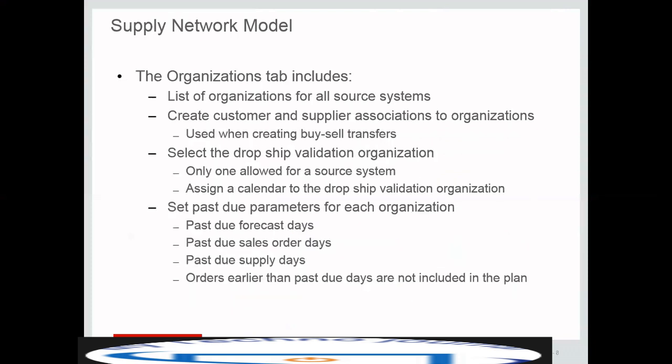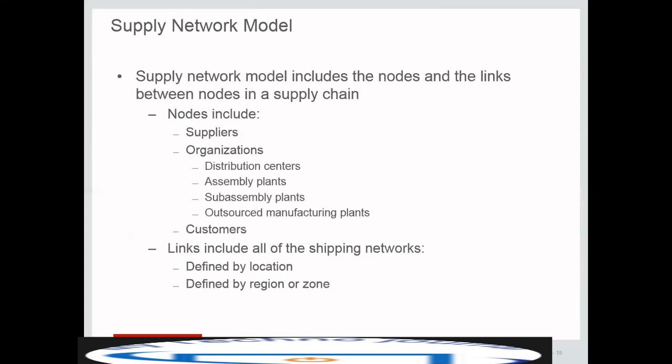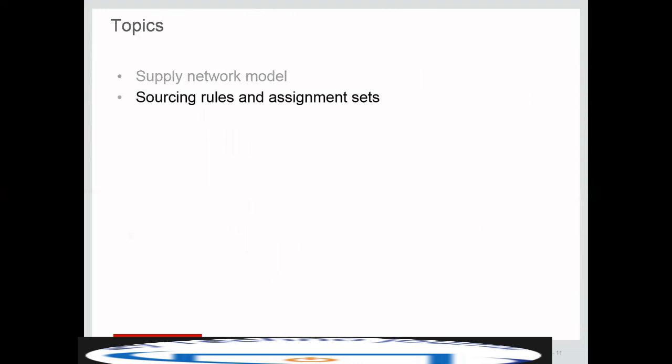So we talked about the organization tab, which lists the organizations from all source systems. We talked about the customers, the suppliers, and the carriers and the shipping networks, where you define those carriers and shipping networks, and the transit times between different locations, zones, and geographies. And the supply network model shows all the different nodes, that are your organizations, your suppliers, customers, and shipping networks, right? So this is about your supply network model.